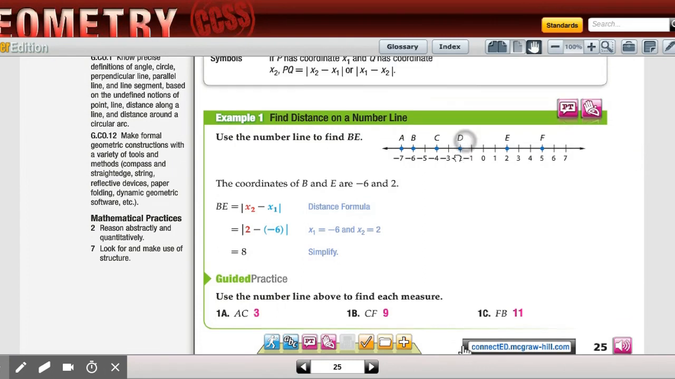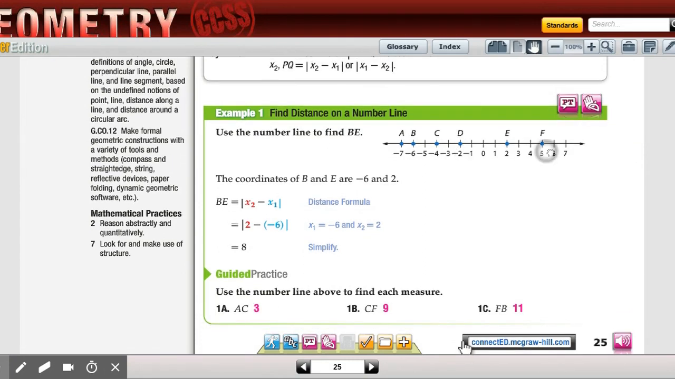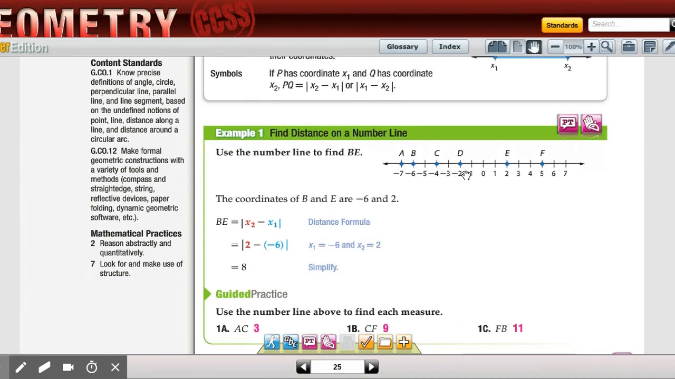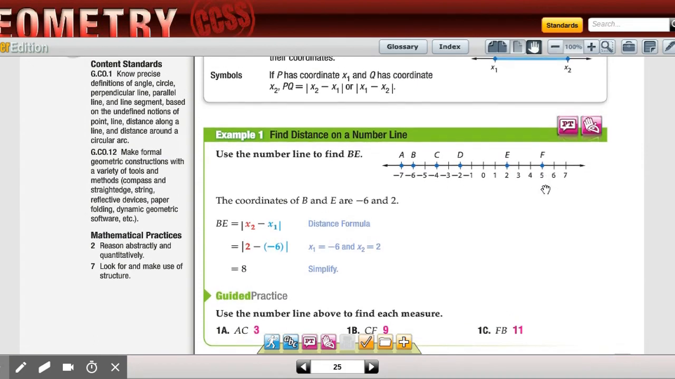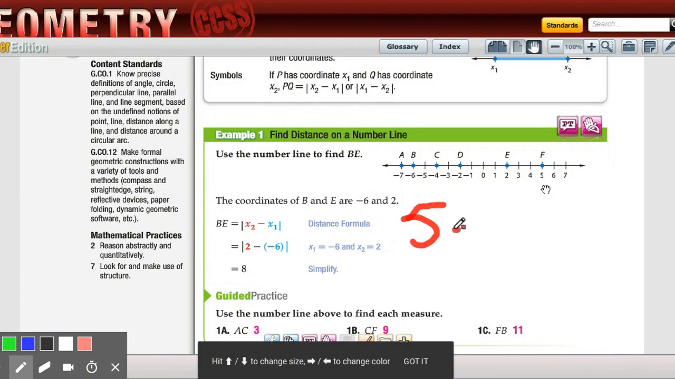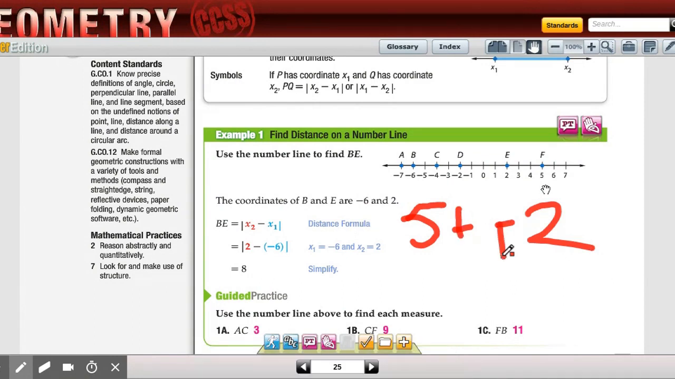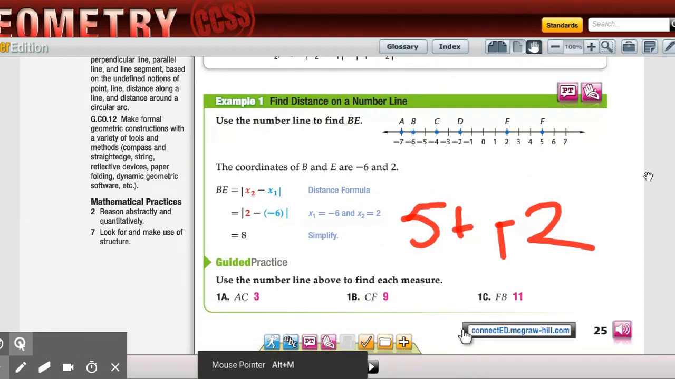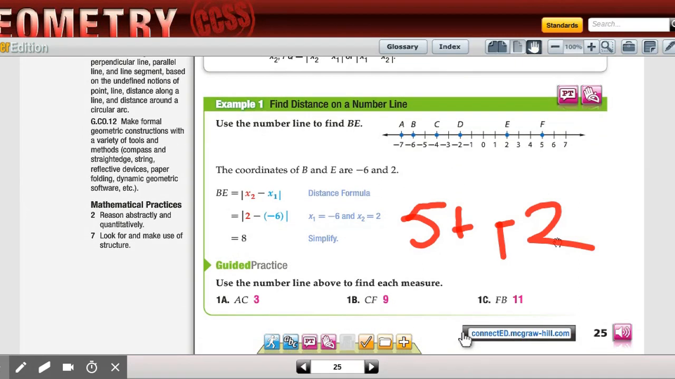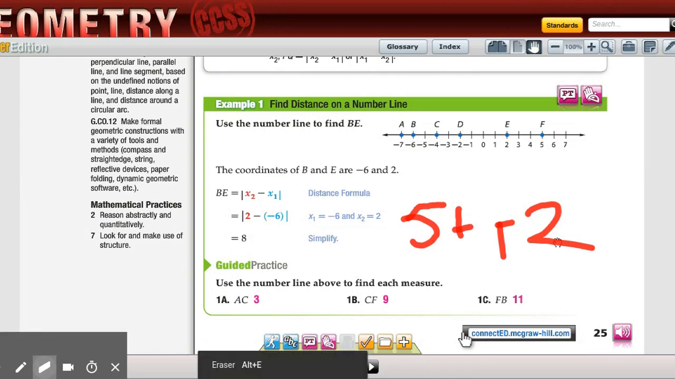Like here, if they're talking about the distance between point D and F, you have to be able to say, okay, this is -2 and this one is 5. So, if what they're saying is 5 minus -2, then you'd have 7. Distance is 7. Okay, so you just got to be paying attention enough that you can realize the distance.